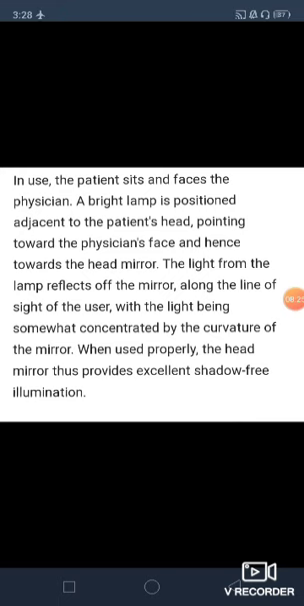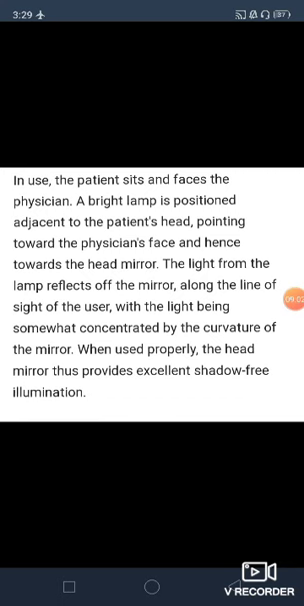The bullseye lamp was placed, and it was pointing towards the physician's face. On that face we have applied the head mirror, so the light will fall on the head mirror, the concave mirror, which has been worn by the examiner. The light from the lamp reflects over the mirror along the line of sight of the user, with the light being somewhat concentrated by the curvature of the mirror. So the light from the bullseye lamp will be reflected by the mirror and along the sight of the user.